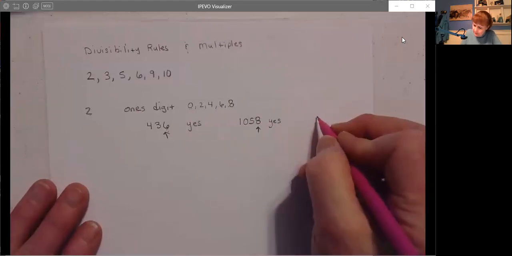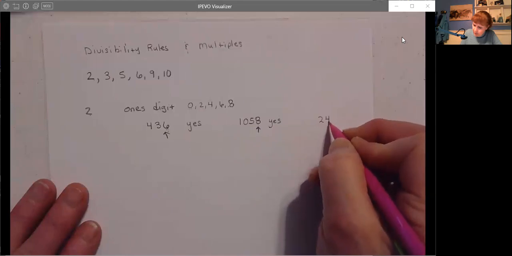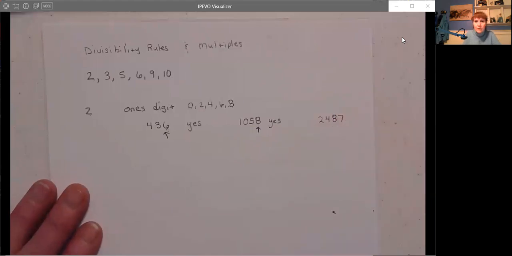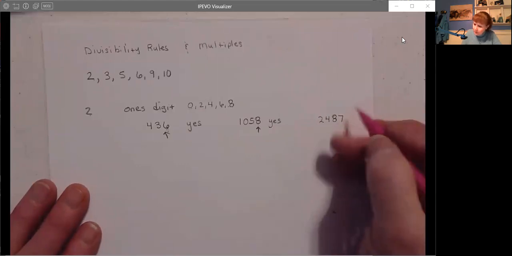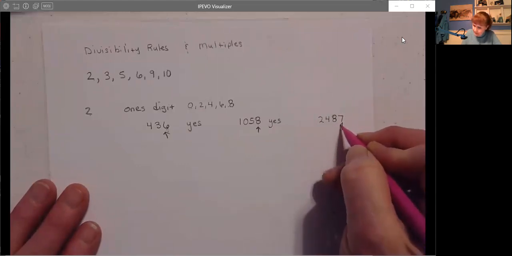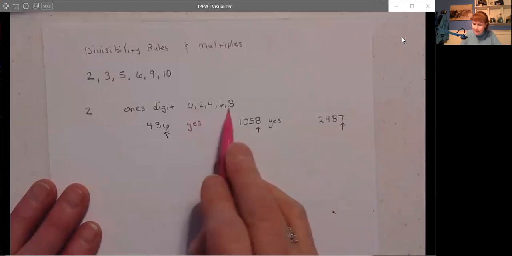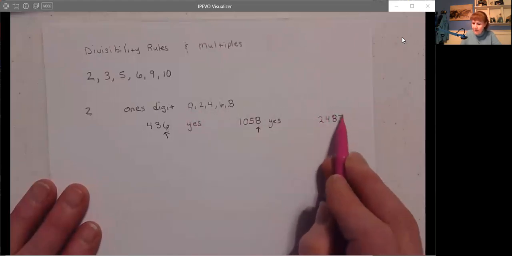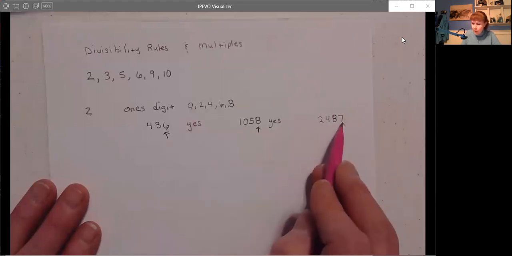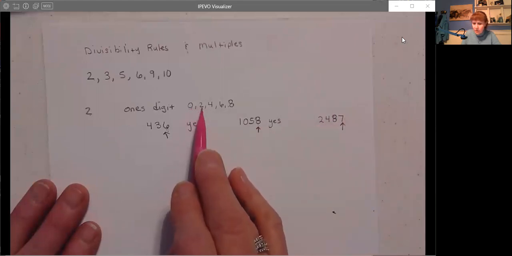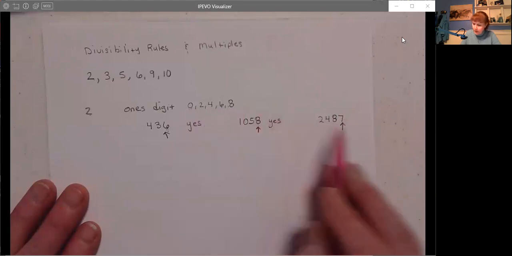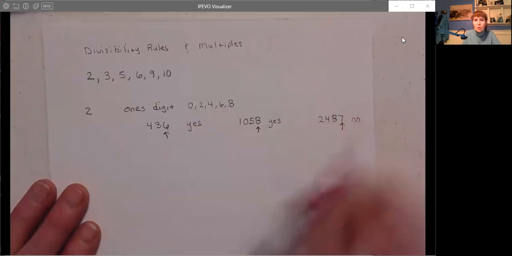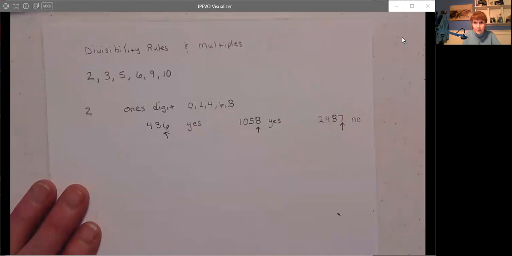Let's look at another example. 2,487. Is this divisible by 2, which means does 2 go into it without a remainder? You look at the ones digit here. The ones digit is not even, okay? This is not an even number because the ones digit does not end in a 0, 2, 4, 6, or 8. Because it's not one of these, the answer is no. 2 would not go into that evenly. You would have a remainder.